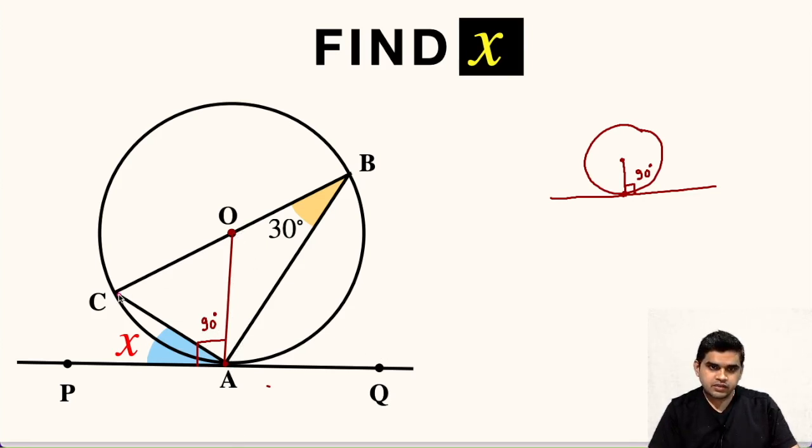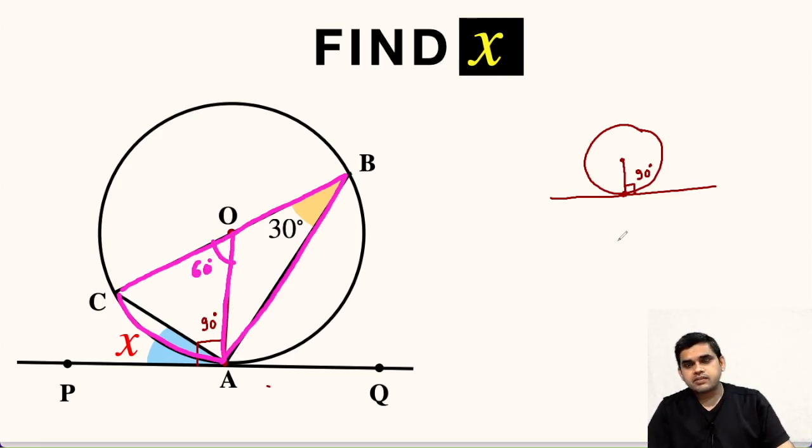Now let us focus on this part of the circle. So this is an arc which subtends an angle of 30 degrees at point B. So at the center, it will subtend double this angle. So this will be 60 degrees.